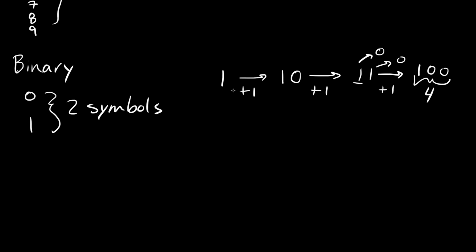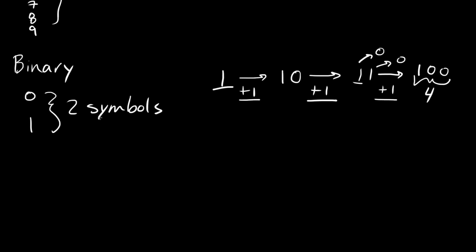Because if we were to add all the times that we add 1 to this, we begin with 1, which is already 1, and then we add another 1, so 2, 3, and then 4. So although this looks like 100 in the binary number system, in the decimal number system, in the binary number system, it's actually just 4, since we only had 2 symbols to work with.